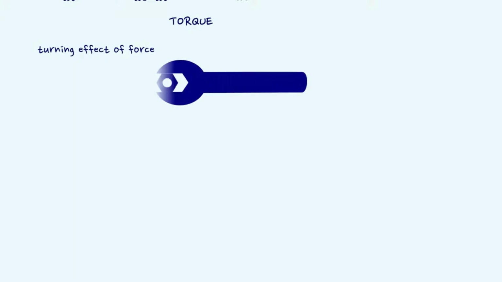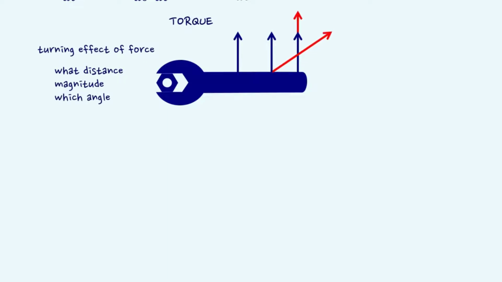Our experience in opening a tightened bolt depends on at what distance we are applying the force, or what is the magnitude of the force, or at what angle we are applying the force to rotate the bolt. If the arm length is big and we are able to align our force exactly perpendicular to the lever arm, then it becomes easiest to rotate the bolt.